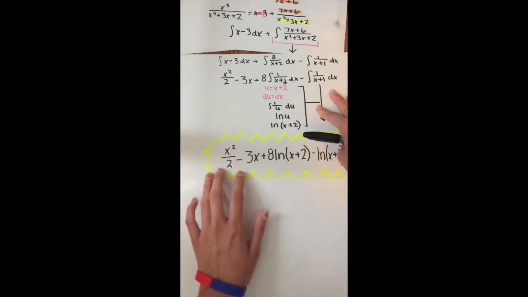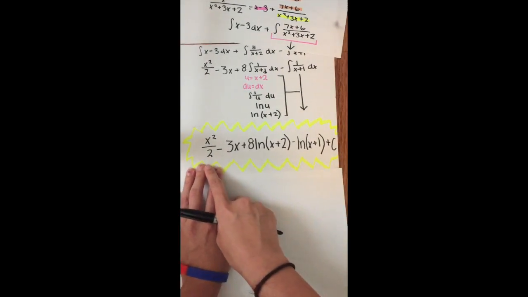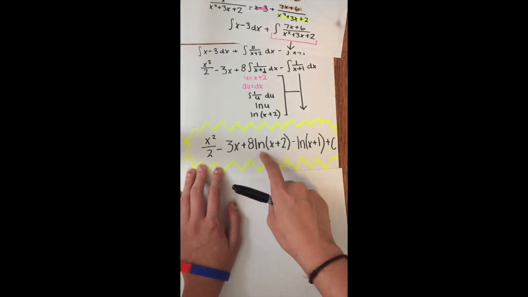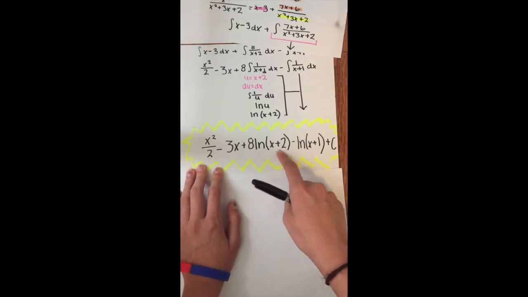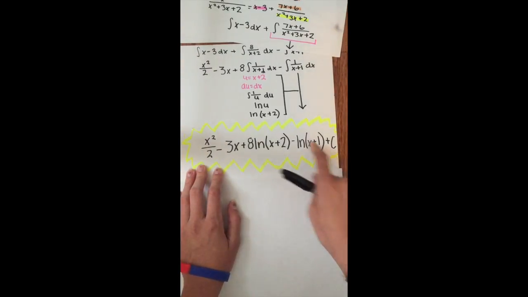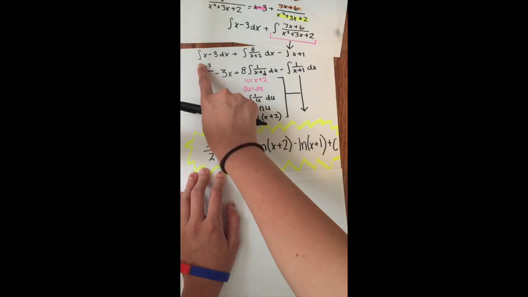So there, you're left with your final solution: x squared over 2 minus 3x plus 8 ln of x plus 2 minus ln of x plus 1 plus a constant. We included the constant because it's an indefinite integral.